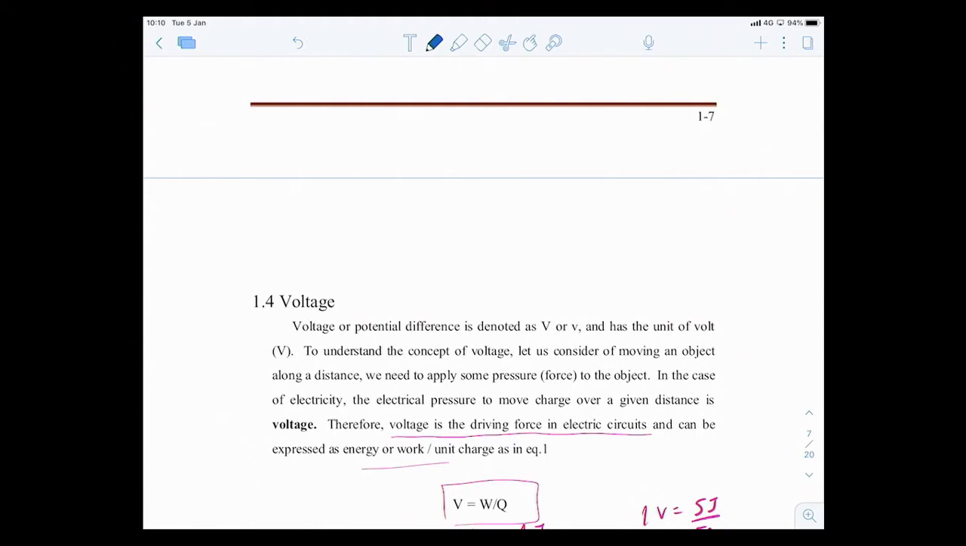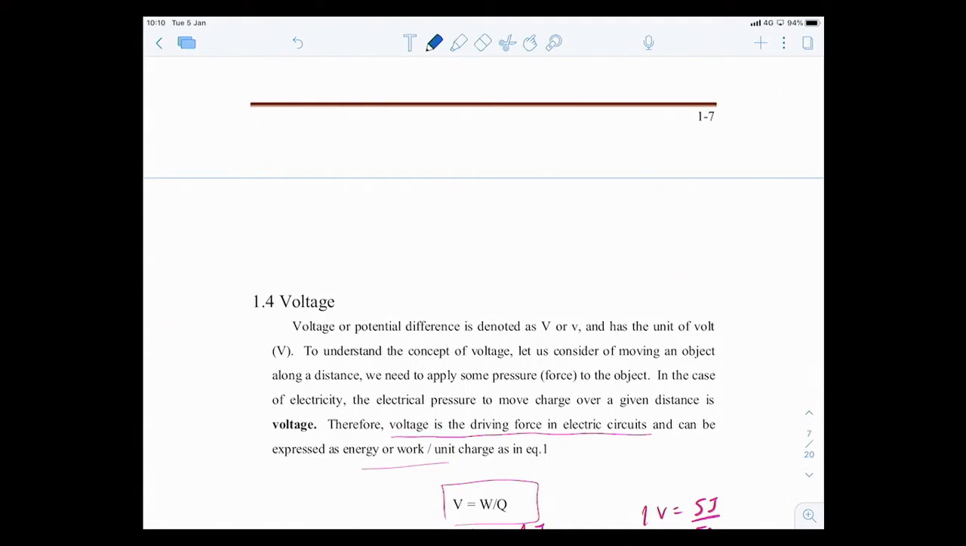The way I try to explain it to my students is this: if you have an object, like a box on a table, and you want to move that box from point A to point B, what do you have to do? I always ask my students that. Well, you have to push it, right? So you push the box from point A to point B. That means you have to exert some kind of pressure or force, correct?